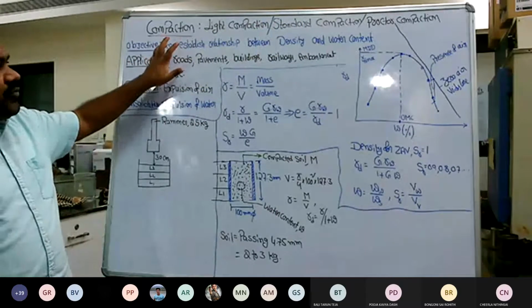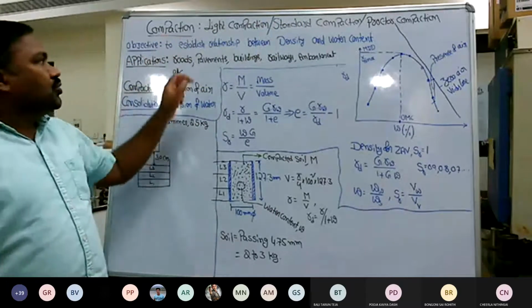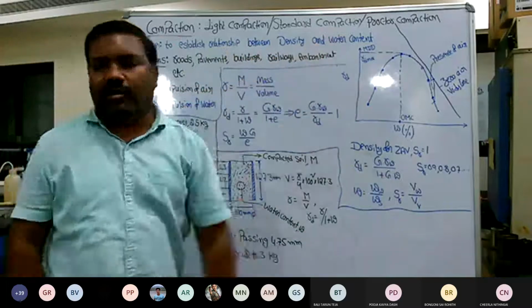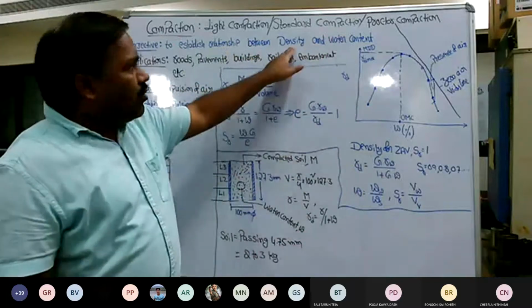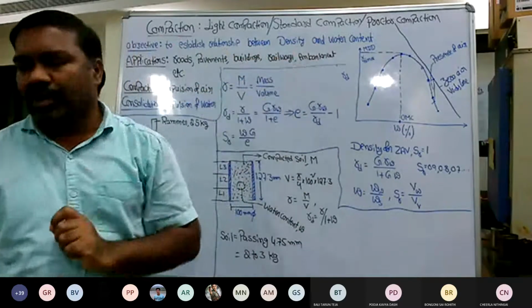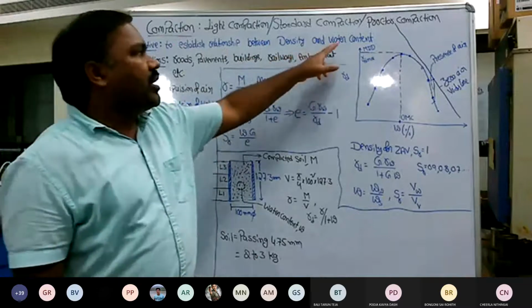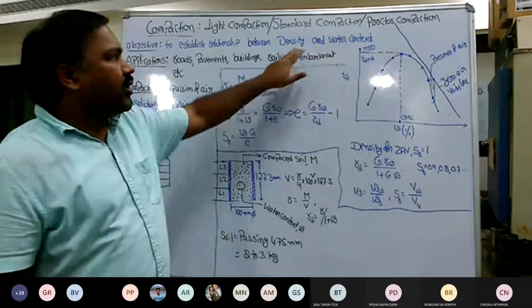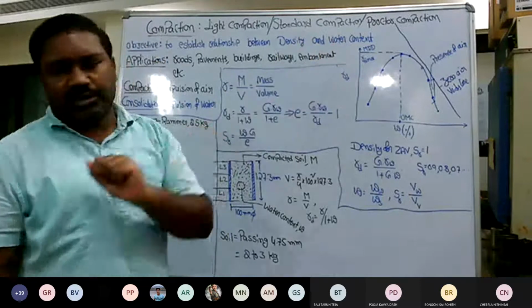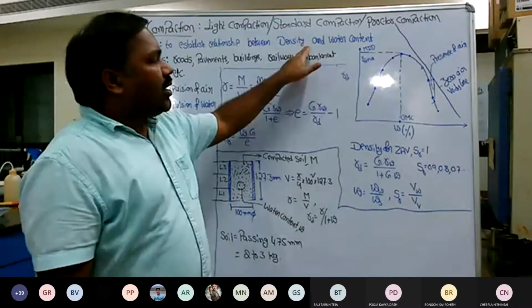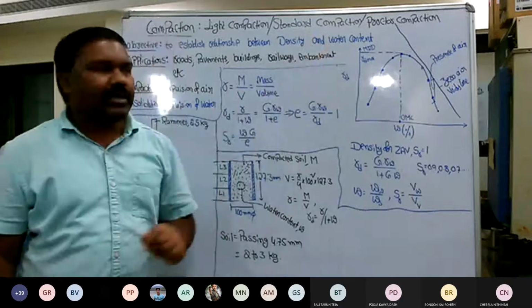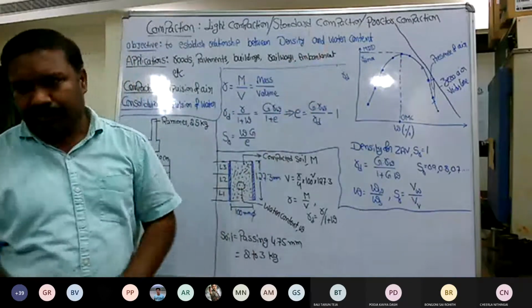The basic objective of this experiment is to establish a relationship between density and the water content. So by now you might be knowing what is the fundamental meaning of a density, and you are also aware what is the meaning of the water content. So I don't need to re-emphasize the fundamental definitions of these two, but how would the relationship between density and the water content look?